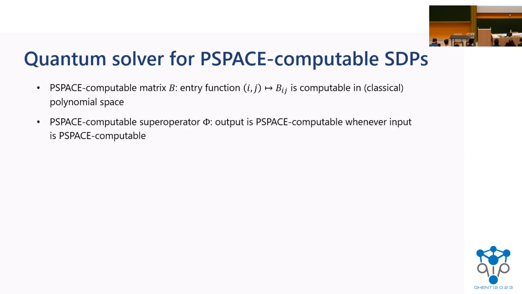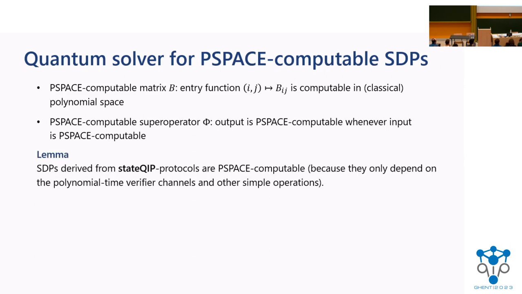A PSPACE-computable channel or superoperator is just one where if you have a PSPACE-computable input, then the output is also PSPACE-computable. So this is some kind of space complexity restriction on the phi and the b that specifies the SDP. And then it's fairly straightforward to show that if you take these particular SDPs derived from the stateQIP protocols, then these are PSPACE-computable, roughly because they only depend on the verifier's maps and some simple things like partial traces, and you can do all of this in PSPACE.